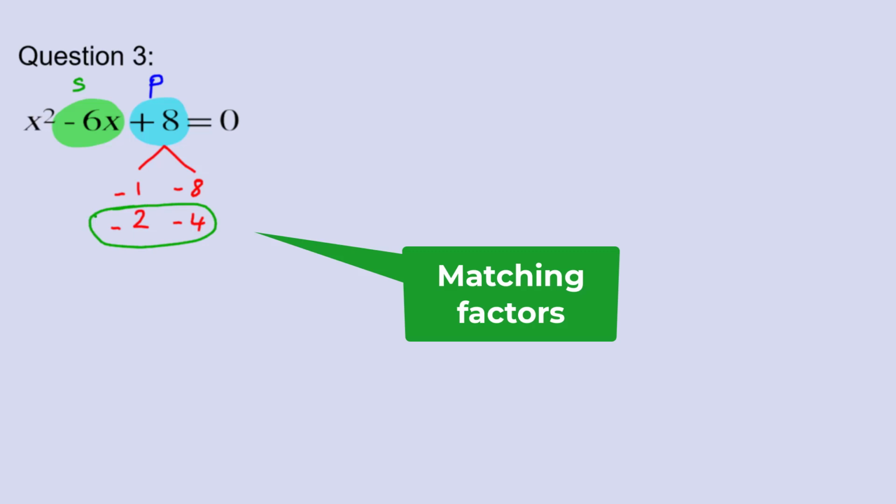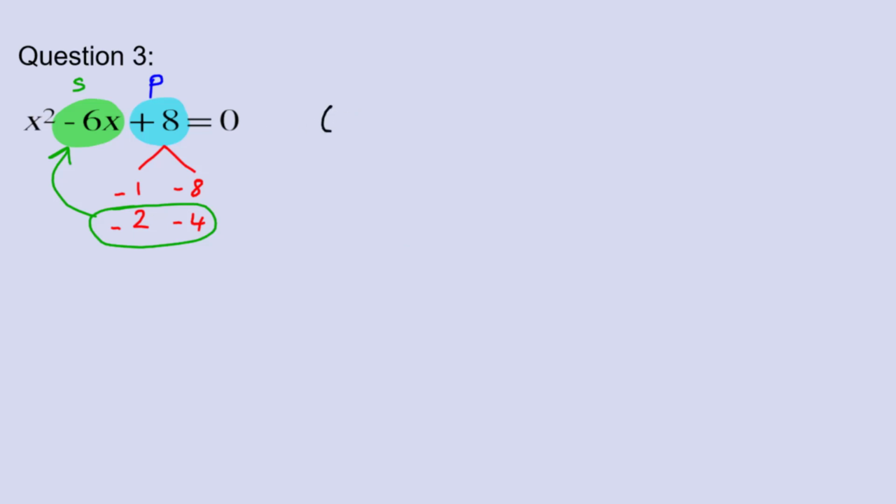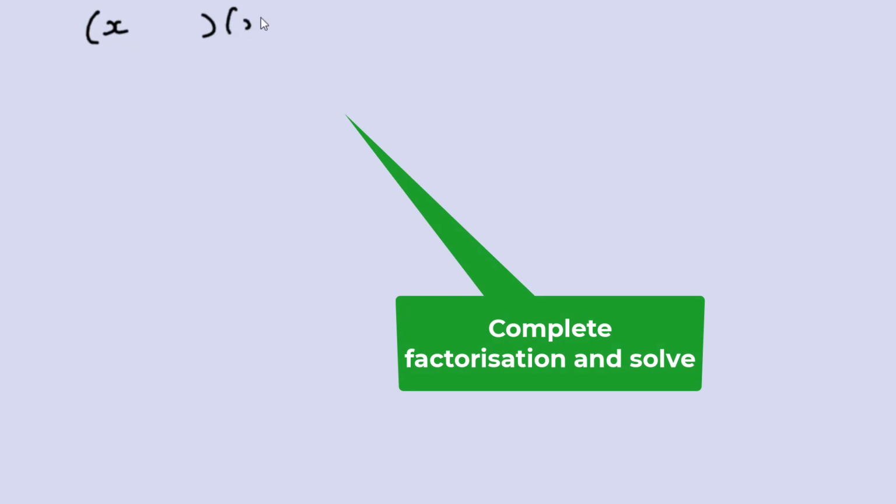So minus 4 and minus 2, because the sum is minus 6 and the product is plus 8. These are our matching factors, and we're going to use them to factorize our quadratic. So we have two factors that multiply to give 0, and we have our two matching factors, minus 2 and minus 4. So one of the factors must be 0.